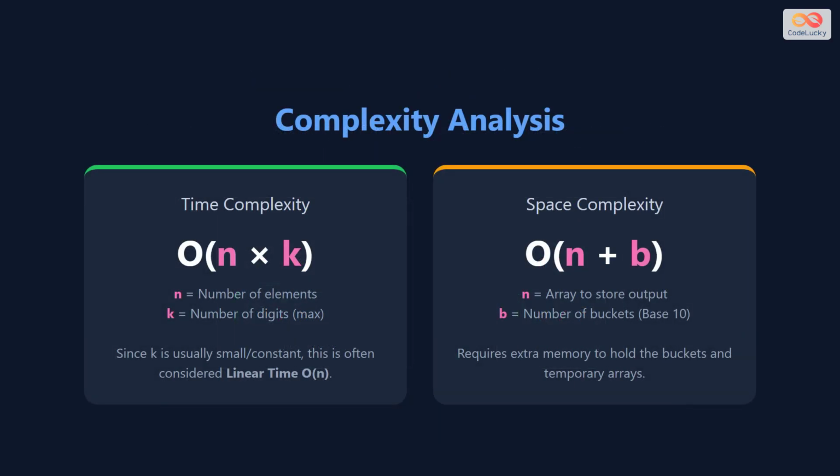Let's look at performance. The time complexity is O(n × k), where n is the number of elements and k is the number of digits. Since k is usually small and constant for integers, Radix Sort can often run in linear time, which is very fast.